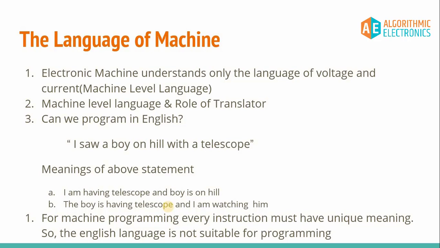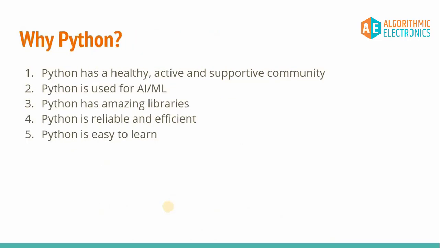That's why we have developed many programming languages such as C, which is popularly used for Internet of Things, and Python is also used for Internet of Things, and majorly for artificial intelligence and machine learning. Even deep learning and data science is implemented using Python programming. So we'll learn this programming language, and before that we should understand why Python, why not any other language.